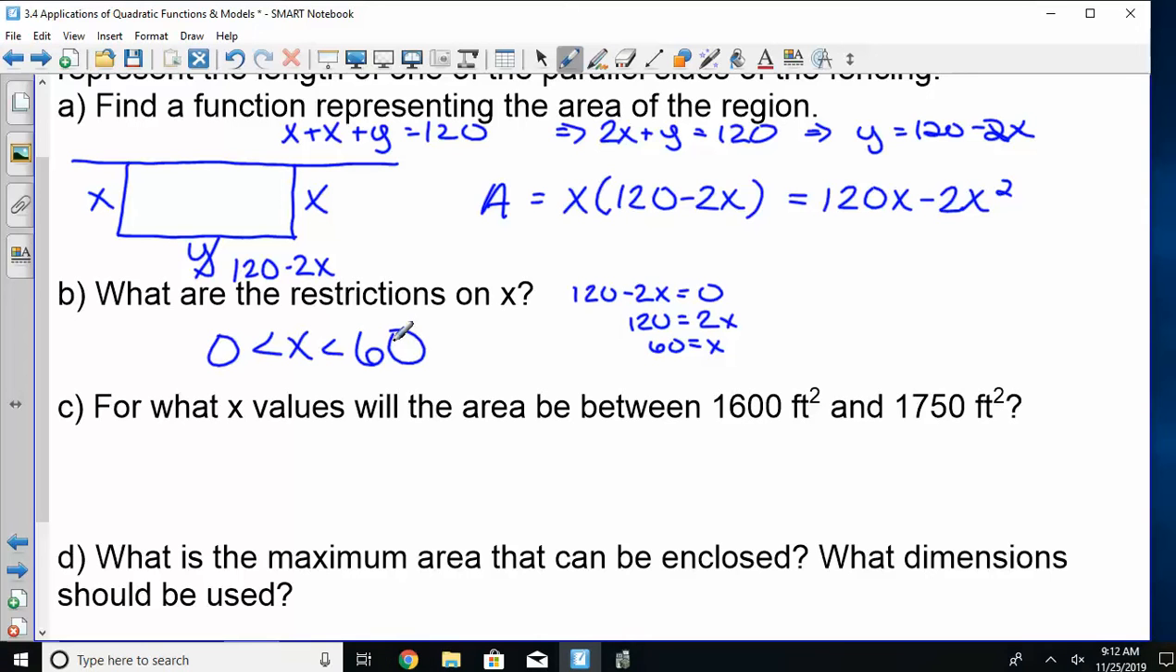C. For what values will the area be between 1,600 and 1,750 square feet? Now we could do this two ways. We can do it by hand. We'll have to find out when it equals each of those things and then interpret our answer. But remember, we've done some with the graphing calculator, haven't we? So let's use that to help us.